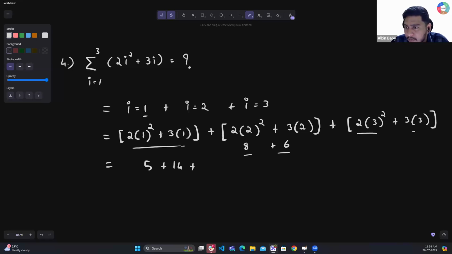And what will be the value for this? What will be 3 square? 9. 9 twos are 18, plus 3 into 3, that is 9. So 18 plus 9, that is 27. Now understandable? All right. So the answer is 46. So 5 plus 14 plus 27, that is 46.